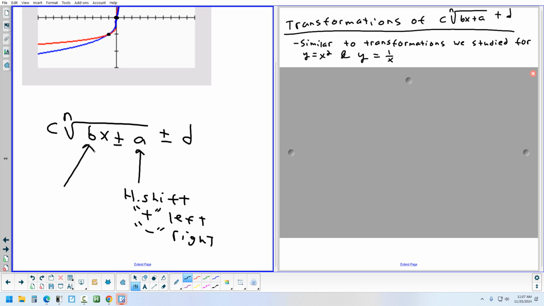What kind of transformation is B? It's still inside the root, so it has something in common with A. But now it's multiplication instead of addition. Yeah? Horizontal stretch. It's still horizontal. Everything on the inside in the red box is horizontal. But it's a stretch.